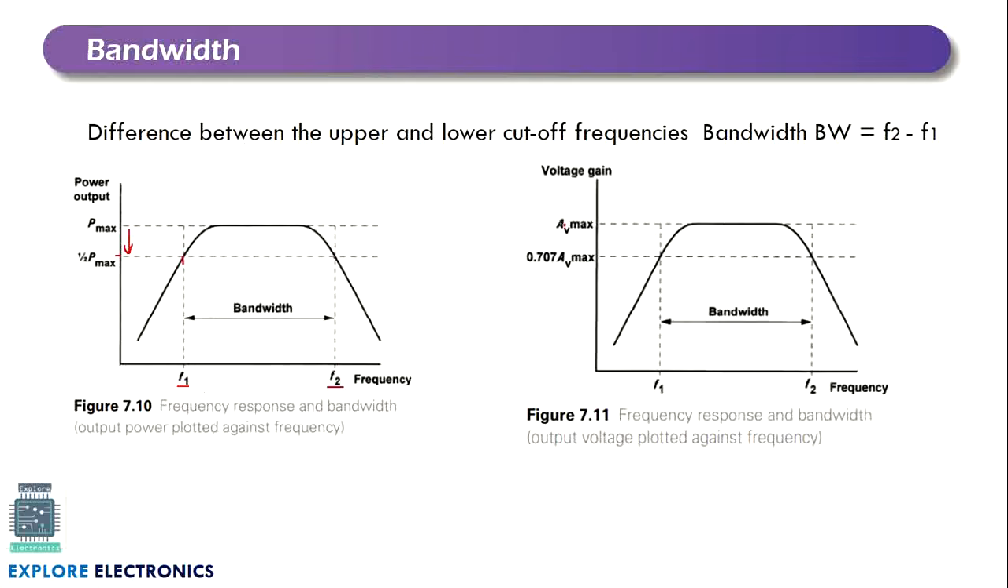So as far as the voltage gain is concerned, you can observe here AV maximum, and we are taking 3 dB lower, that is 0.707 for the voltage. We need to multiply 0.707 by the maximum gain, so that we are going to get the cutoff frequency for the lower cutoff as well as for the higher cutoff frequencies. This is how we can find the bandwidth of the amplifier, by looking at the frequency response.